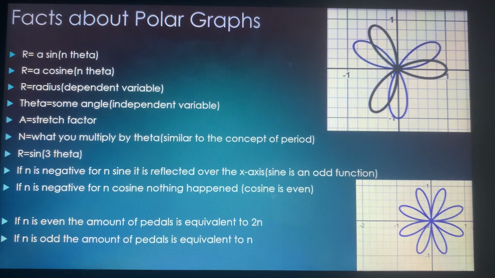Now, this is the tricky part when looking at the number of petals. As we see up here, n is 3. If n is odd, and 3 is odd, the number of petals is equal to n. Here n is 3, and the petal count is 3. However, if n is even, the number of petals is equal to 2n. For example, here, n is 4. Since 4 is even, you multiply n by 2 to get 8 petals: 1, 2, 3, 4, 5, 6, 7, 8.